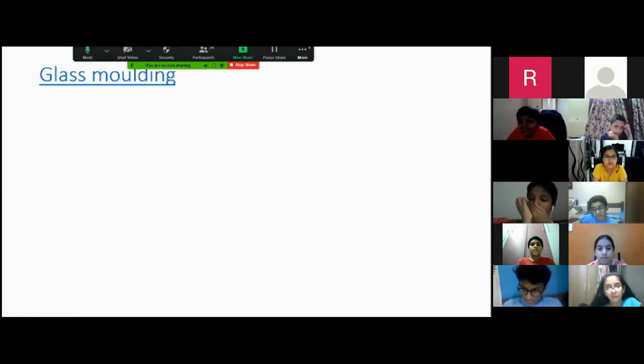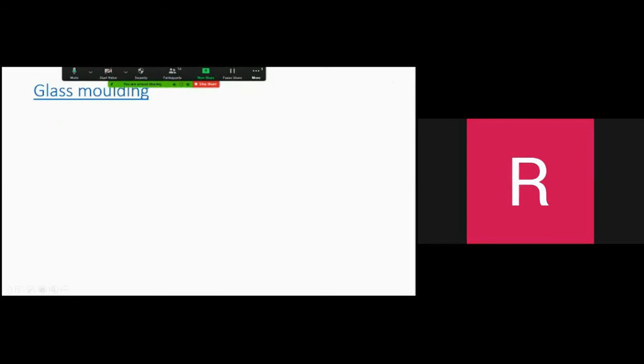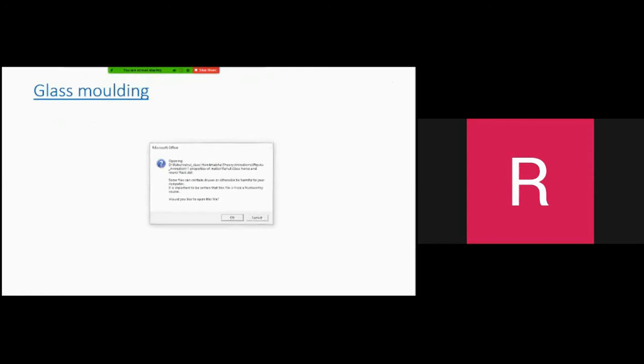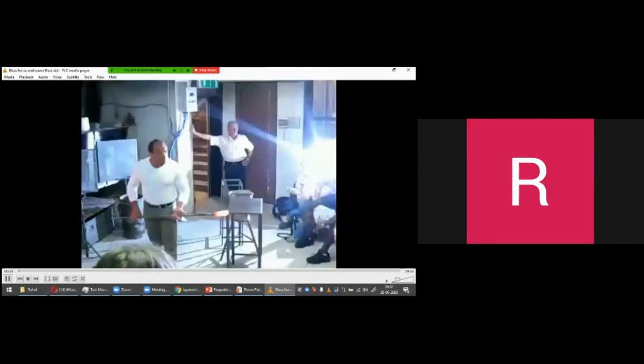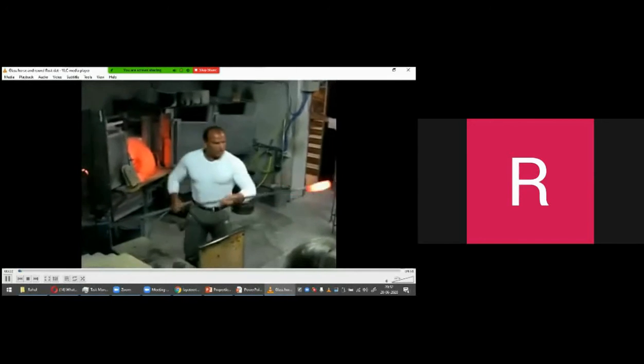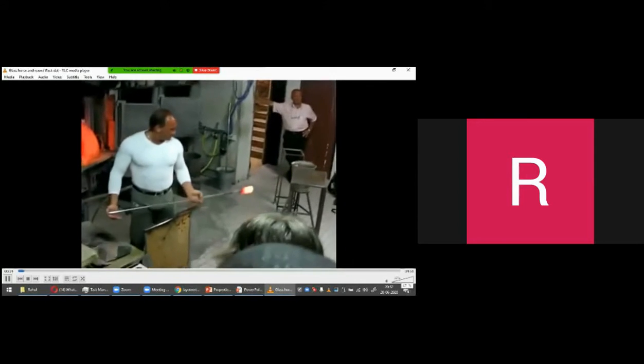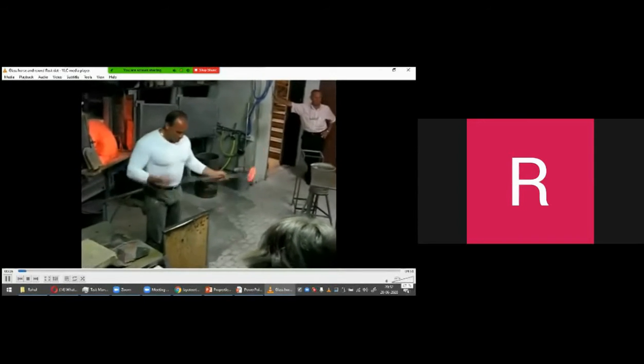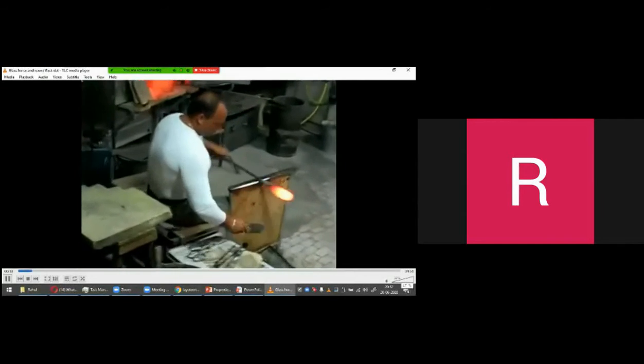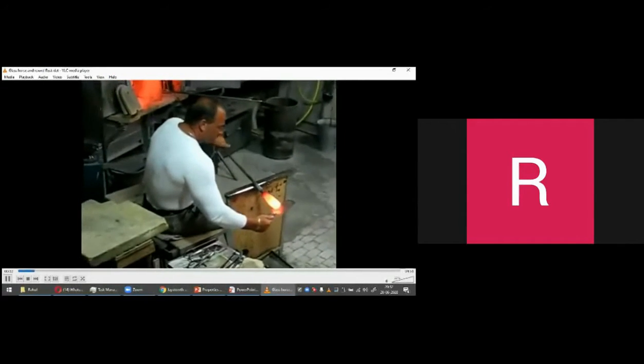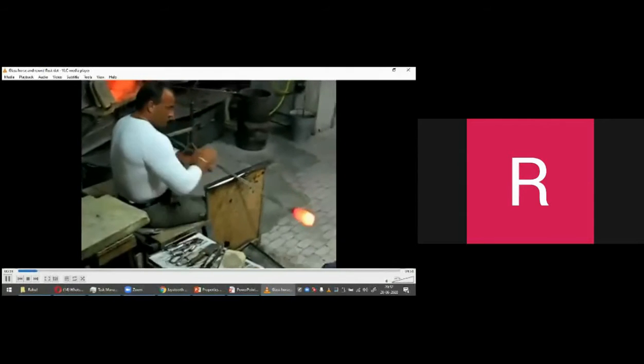Next property you want to study is called molding. Not all things will have this property. Molding means when the substance is hot, it is soft. You can change its shape. And once it is cooled down, it becomes hard again. Glass has that property, molding. He is trying to make a flower pot out of this glass drop. Now this glass which he has got at the end of the pipe is like liquid, kind of semi-liquid. He is trying to blow air into it.